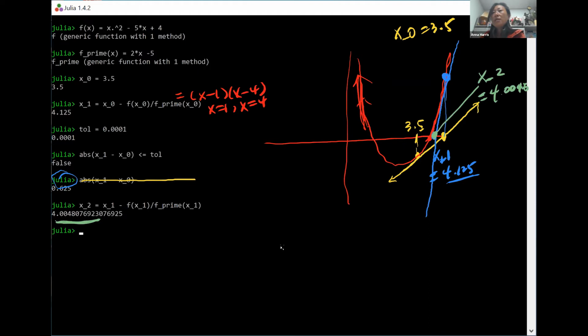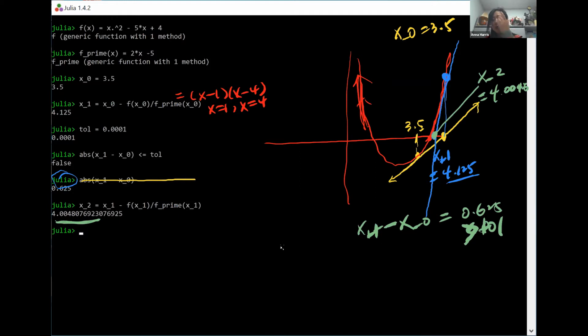Are you following me? Okay. So you find a new number, each time using Newton's method. And you're checking that new number with the old number, like you did x1 minus x0, and you get the number equal to 0.625. It's greater than the tolerance, so you still have to do your work.